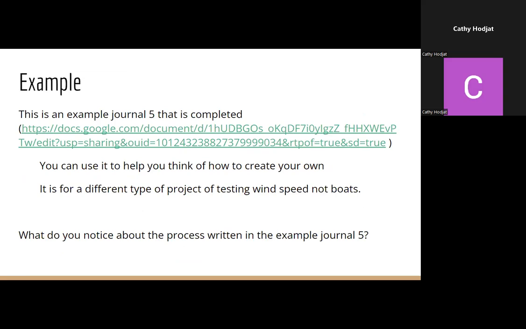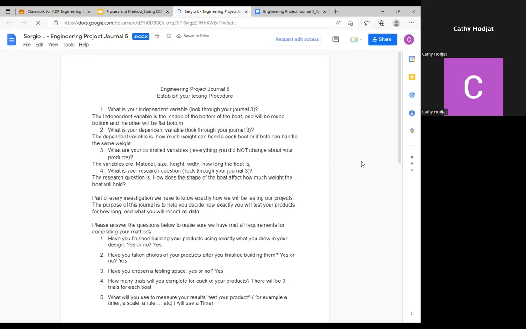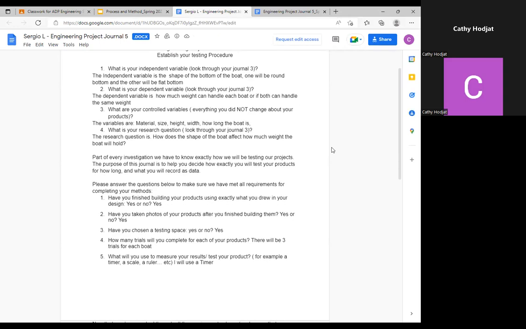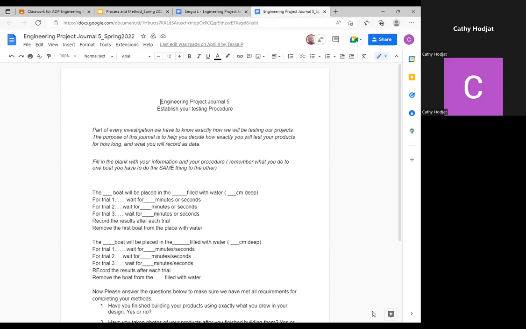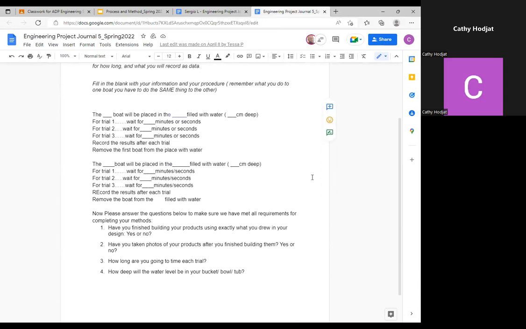And this is an example of a Journal 5 that's completed. So you all have the Journal 5 already posted up on the Google Classroom. Maybe you all have seen already, there are spaces there for you to fill in your information. So this is the filled out Journal 5 for a student who has completed this some time ago. And this is the blank Journal 5 that you all will be working on. Okay, so you see the blanks there, that's where you'll fill in your information.